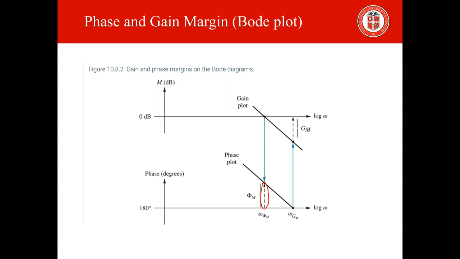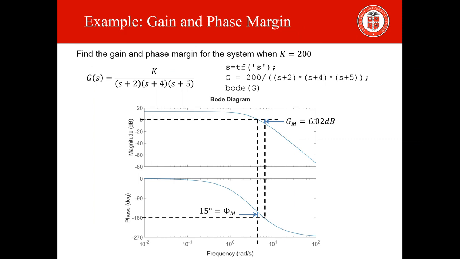Okay, similarly, when the phase plot hits the 180 degree mark, or the negative 180 degree mark, we're looking at the same frequency, the magnitude now, the difference between the magnitude plot and the 0 dB line, that's our gain margin. Okay, so this is the amount of gain and phase that you can afford to add to your system before it becomes unstable. So let's see an example for a real example.